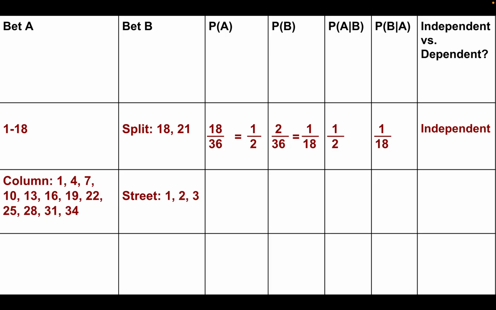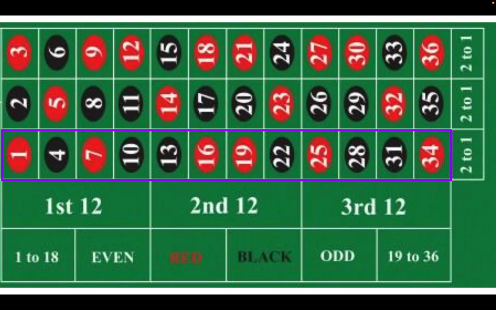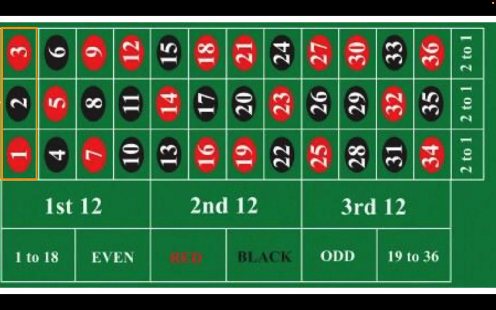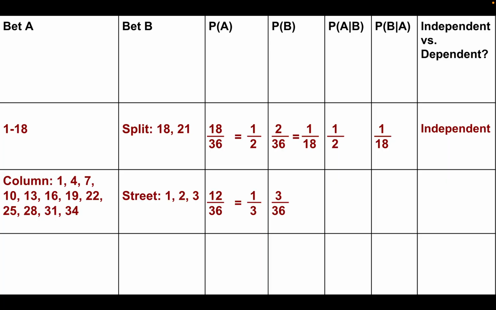Okay, so now we're going to do a column and a street bet. Again, these are bets that are in the original game of roulette. Our column bet is we're betting on this column, 1 through 34. That's 12 numbers, and so 12 out of 36 reduces to 1/3. Our street bet, we're betting on 3 numbers, so 1, 2, and 3. And so that's going to be 3 out of 36, which is 1/12.